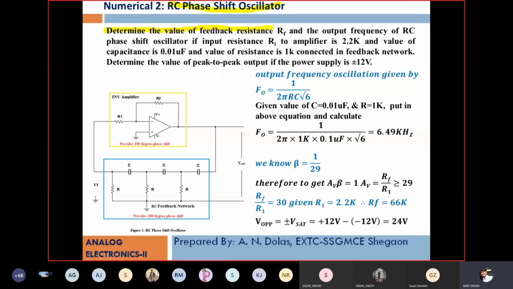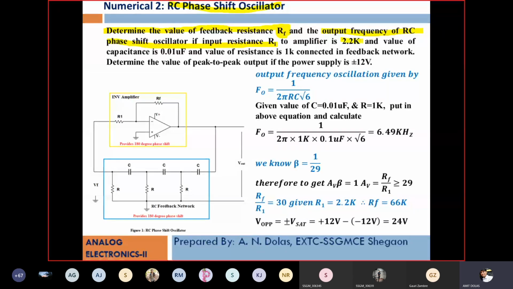Determine the value of feedback resistance RF. It is an analytical example, not a design example. Output is given, you have to calculate the component, but such kind of problems are rarely asked. Then the output frequency of the RC phase shift oscillator, you have to calculate two things.